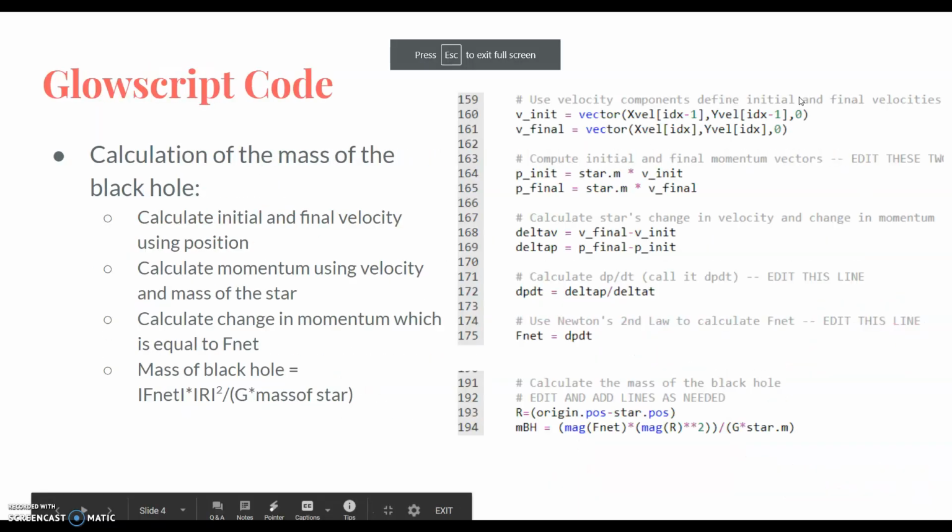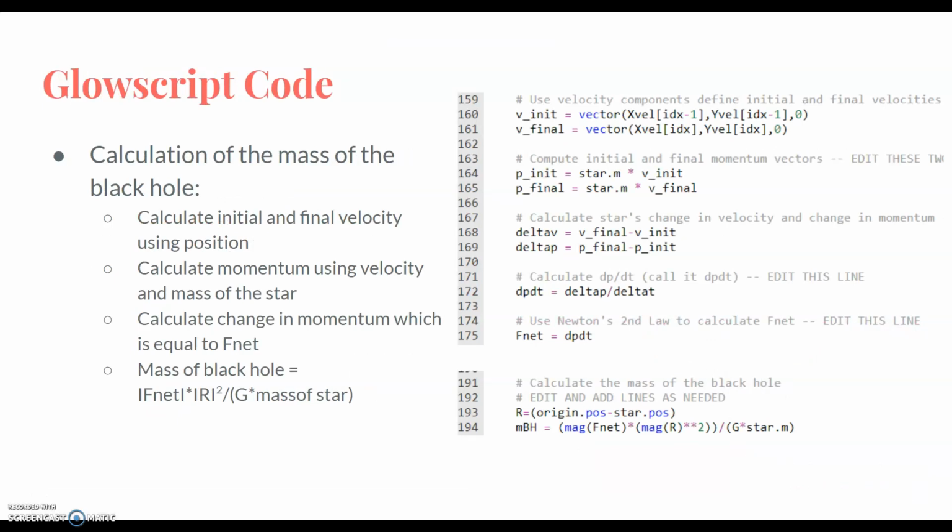Now, if we look more closely at our GlowScript code, we can see exactly how we calculated the mass of the black hole. We first calculated the initial and final velocity of our star using its position. Then we use the change in velocity times the mass of the star to determine the change in momentum, which is also equal to the net force.